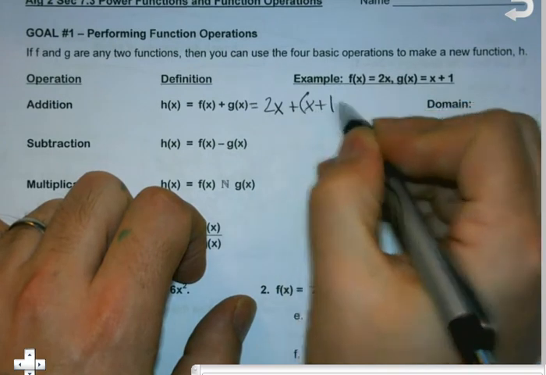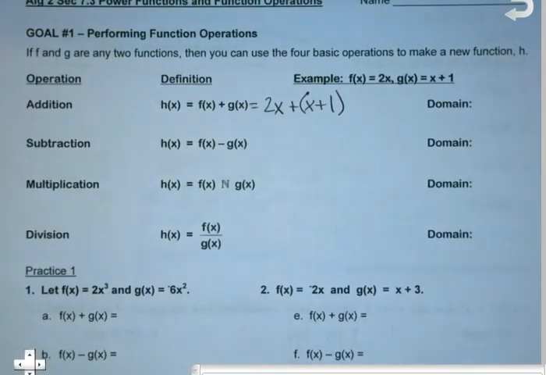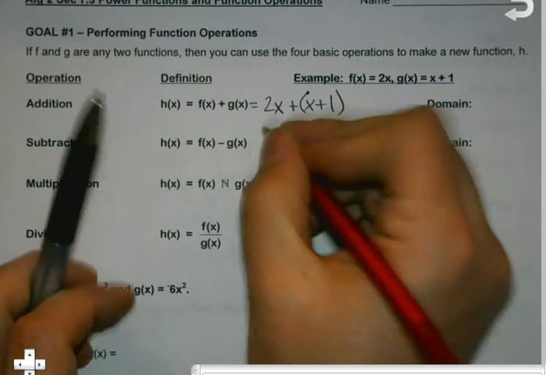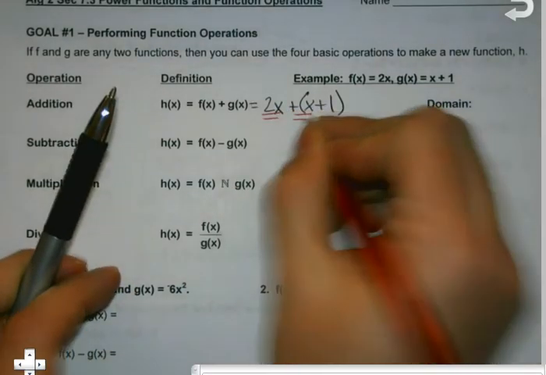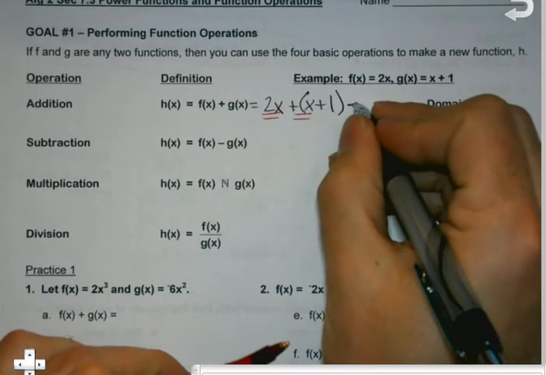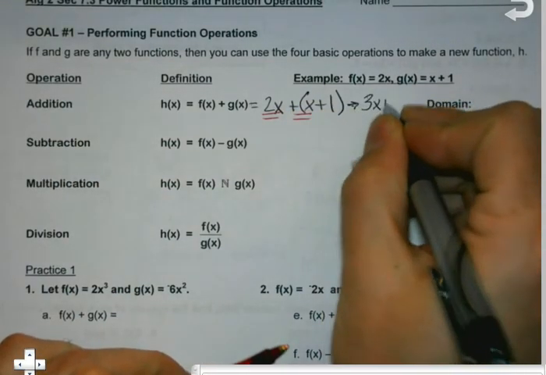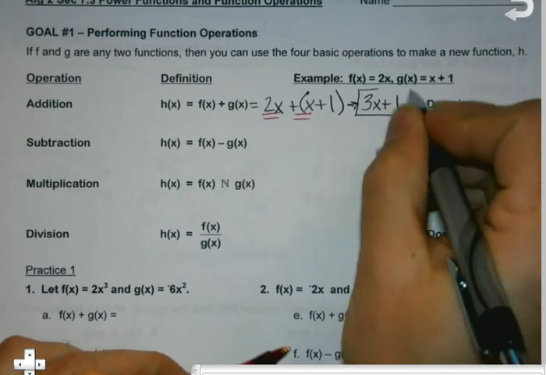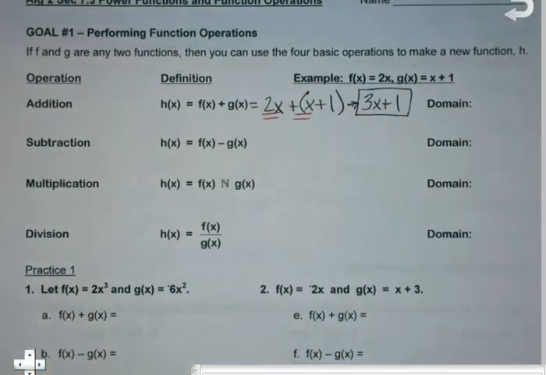Now, even if I were to put parentheses around that, which I'm going to encourage you to do, and you'll see why when we get into the multiplying part and dividing part, there's still nothing really to distribute here. It's just plus. So, I'm just going to combine my like terms, and this would be my f of x plus g of x. Just combining the like terms.